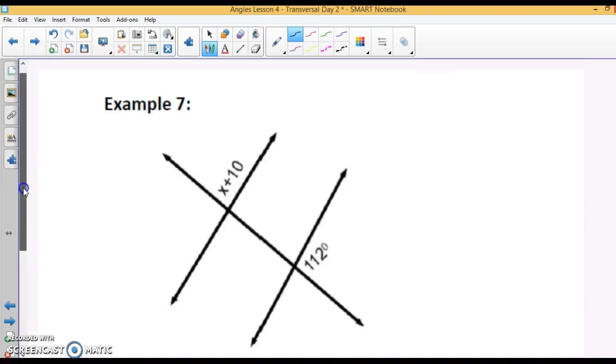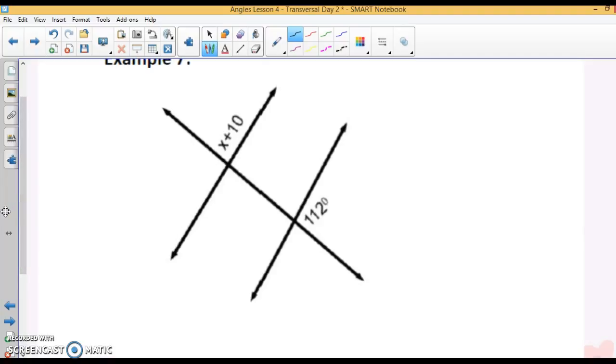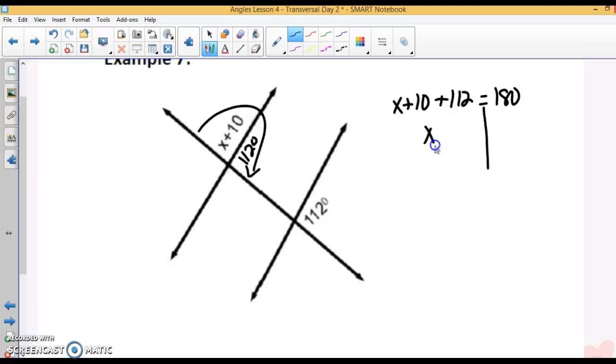All right, let's look at these two. Now, these are difficult to see. So I'm going to slide both angles into the same clump. This is bottom right. If I slide that into the other clump, it's bottom right. Take a look at these two. Now that they're in the same clump, aren't these two supplementary? So I will have x plus 10 plus 112 equals 180. So I'll have x plus 122 equals 180. Subtract 122, and I will end up with x is 58 degrees.